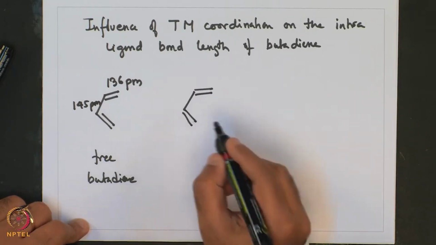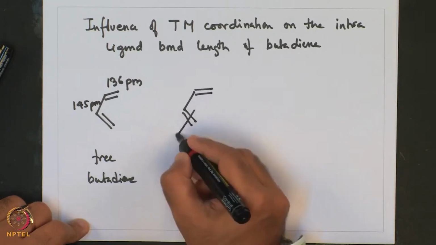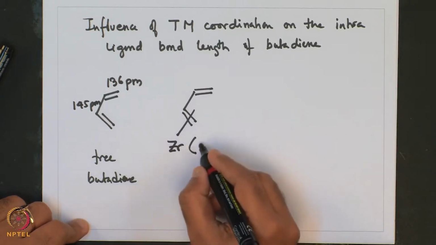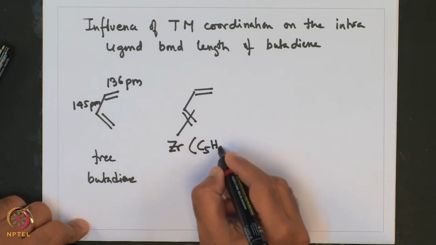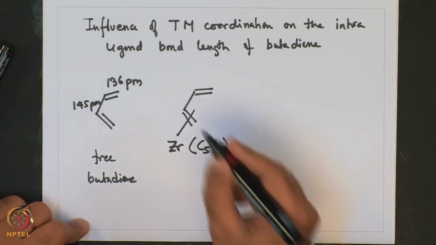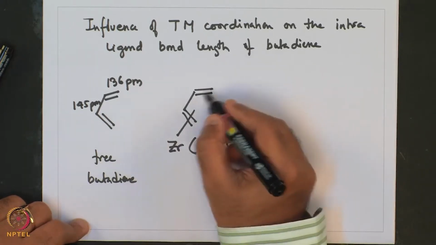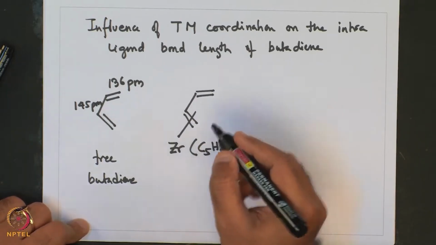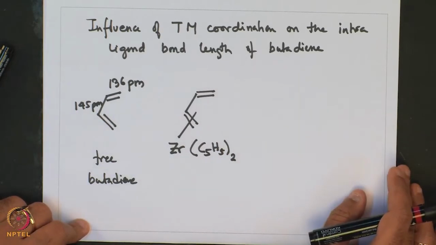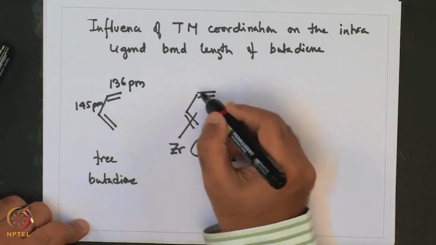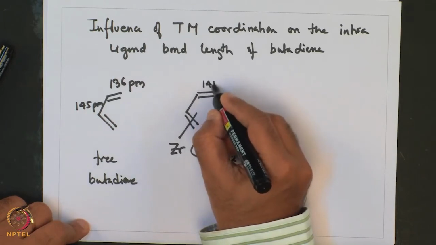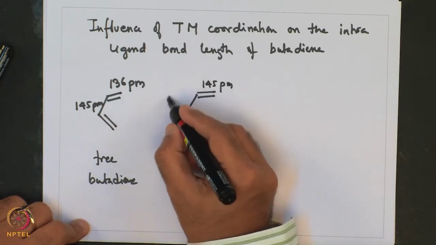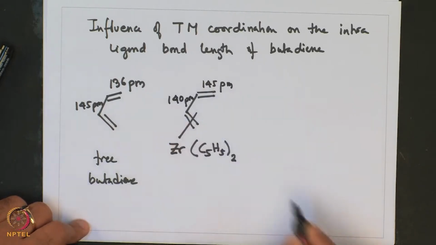But when it coordinates to metal, particularly zirconium Cp2, then the terminal bond length, depending on the population and depopulation, the extent of forward sigma donation and pi back donation, has increased to about 145 picometer, and the internal one has shortened to about 140 picometer.